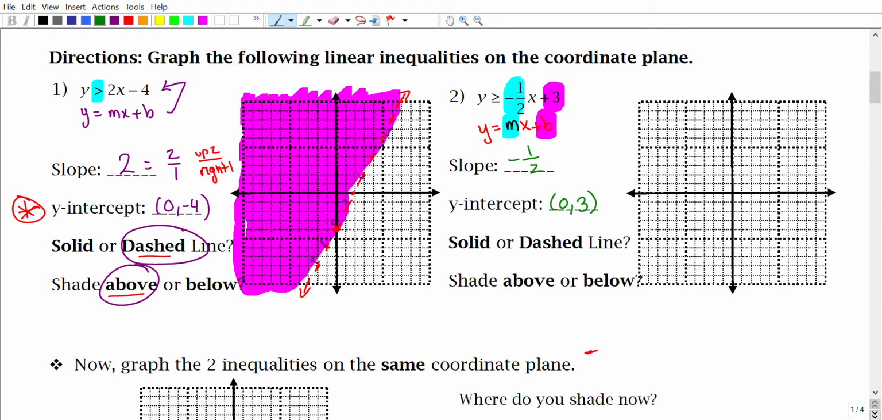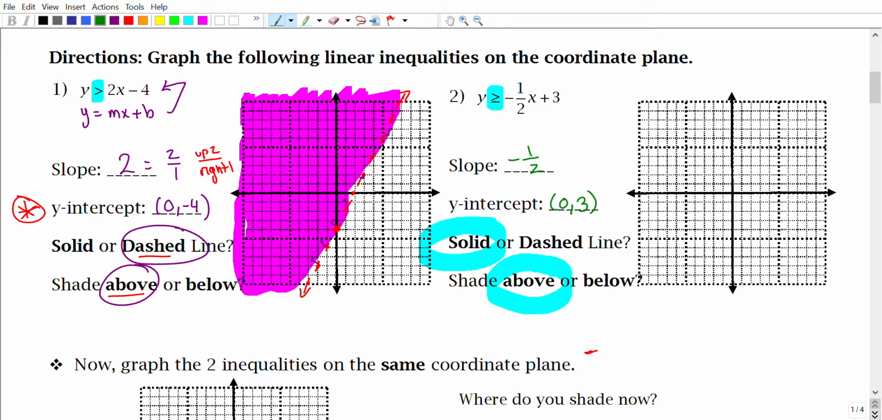Now, do we have to use a solid or a dashed line? Let's see. What's our symbol here? Our symbol is greater than or equal to. As we see in the chart above, because it does have that little equal sign, we definitely have to do a solid line. Okay? And now are we shading above or below? Again, it's y is greater than or equal to, so greater means we have to shade above. We have all the information we need. Let's start drawing our inequality.